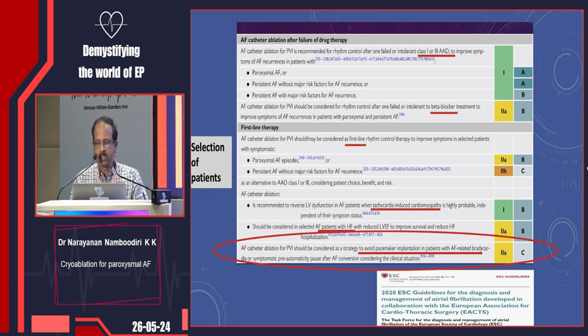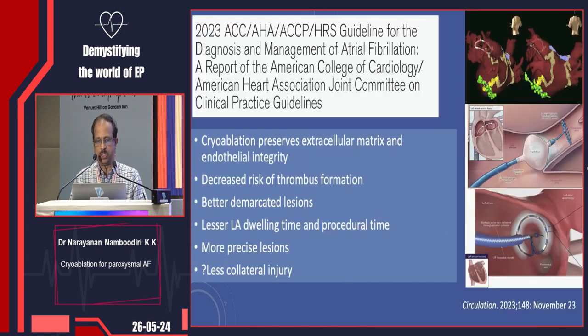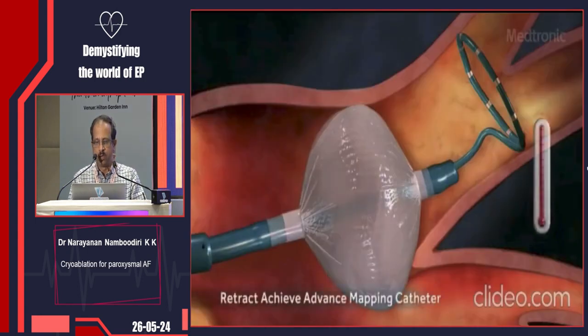As per the ESC criteria, this fits into a class 2 indication, that is, AFib catheter ablation for PVI should be considered as a strategy to avoid pacemaker implantation in patients with AFib-related bradycardia or symptomatic pauses after AFib conversion. So we have a couple of energy forms available. However, cryo has a definite advantage in the form of less collateral injury, more precise lesions, better demarcated lesions, and probably a decreased risk of thrombus formation.